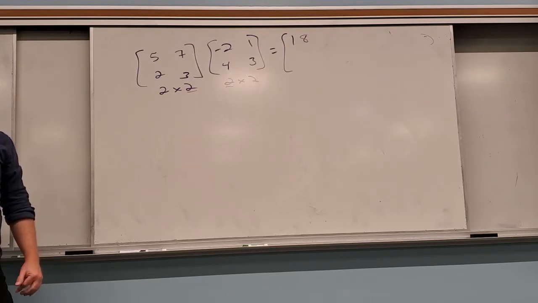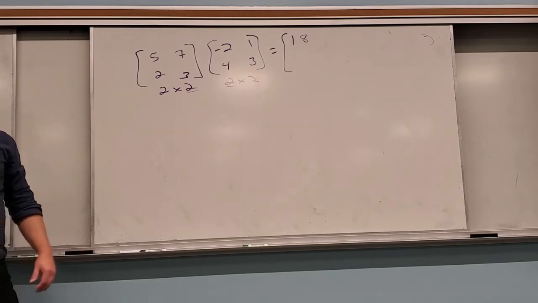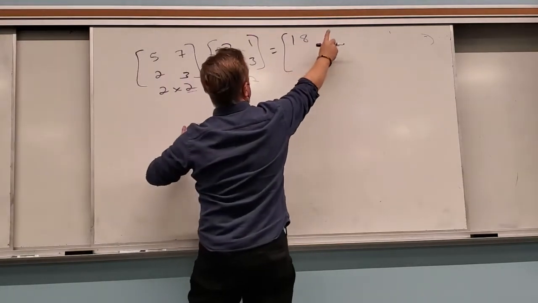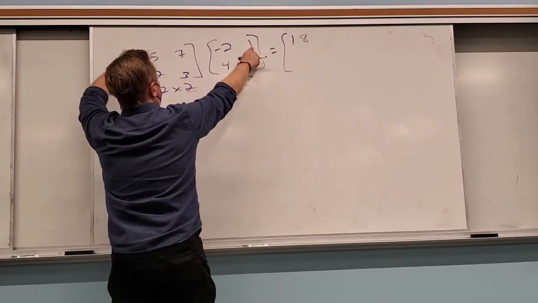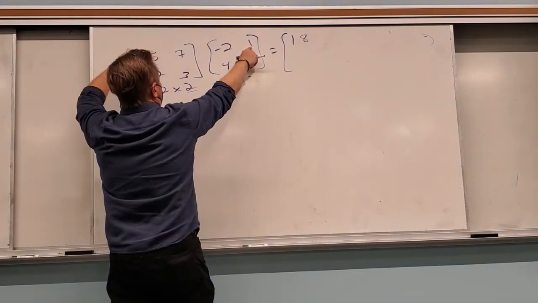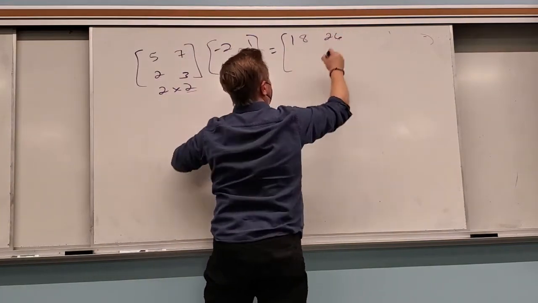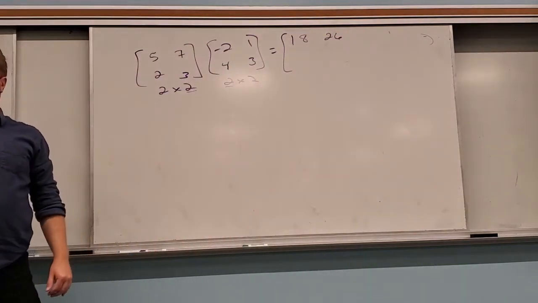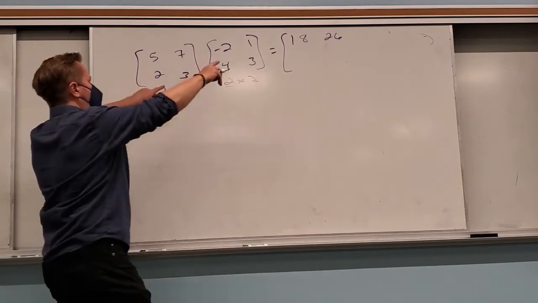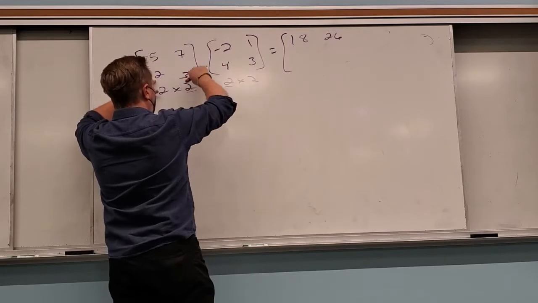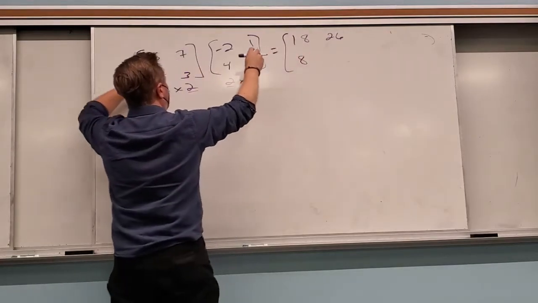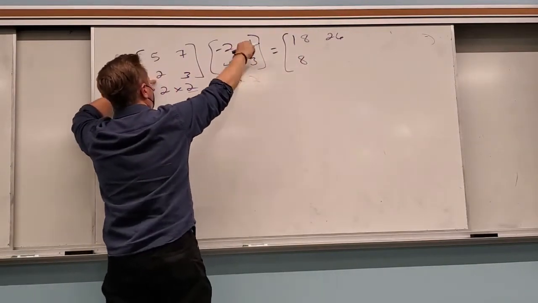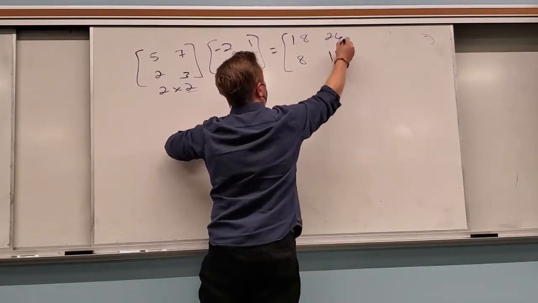So you guys got that? Yep. Now on this one, I just do first row times second column. 5 times 1 is 5, plus 7 times 3, 21. 5 plus 21, 26. And then I want second row, first column, negative 4 plus 12. And then second row, second column, 2 plus 9. Does that look good?